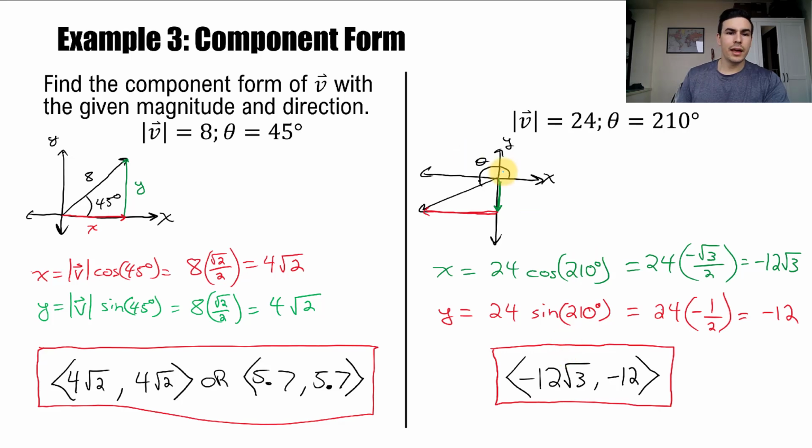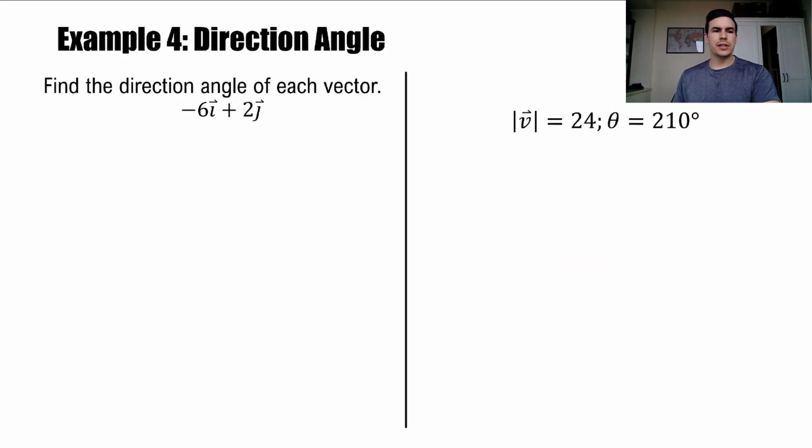Keep in mind that our theta is going to be our standard angle, which is the angle that is created going counterclockwise with the positive x-axis. So this is my angle theta. We're not going clockwise, we are going counterclockwise always with these angles. All right, let's take a look at another example here, finding direction angles.